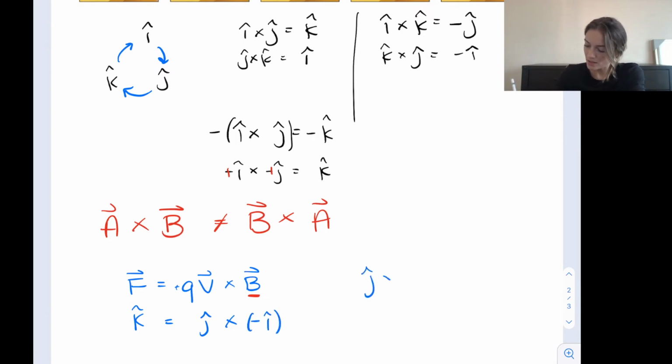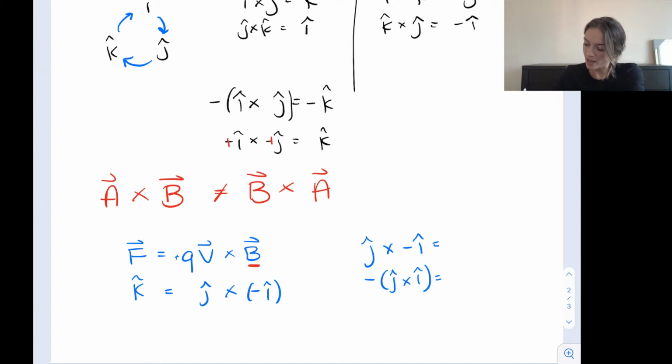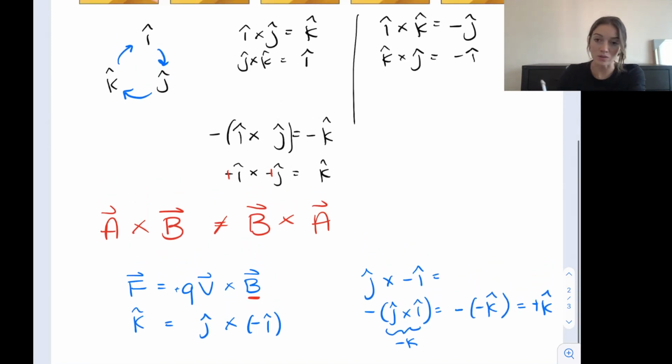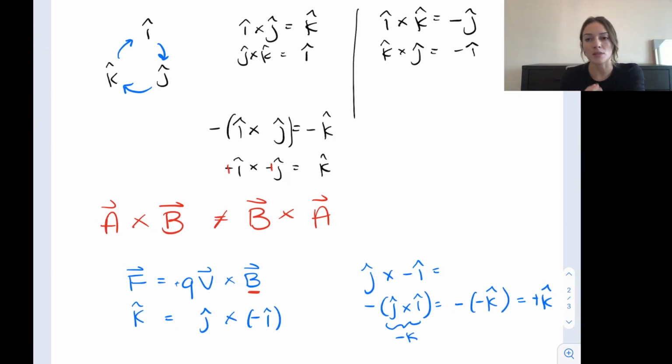And we can check this by saying, okay, j hat crossed into negative i hat. I can factor out my negative sign, right? So I can do j hat crossed into i hat. Let me draw this here. So j hat crossed into i hat gives me negative k hat. So this here is negative k hat. Then I have a negative times negative k hat, which gives me positive k hat, which is what I was looking for. So you have to be really, really careful with these cross products. Make sure you're going in the right order, and be really careful of your negative signs, because obviously negative signs are very tricky.